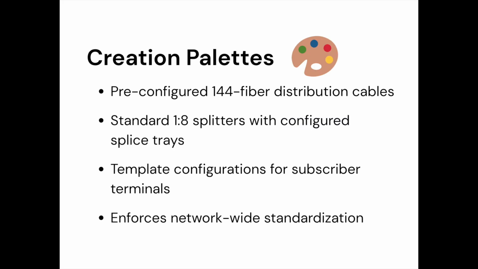A huge part of it is a feature called creation palettes. The best way to think of them is like pre-made recipes for your network components. I mean, you use the same types of cables and splitters over and over, right? So with these palettes, you configure them once. Your standard 145 cable with its color code, your go-to 1x8 splitter, all of it. Then you can just stamp them out in your designs, which makes things incredibly fast and also ensures everything is standardized across your entire network.